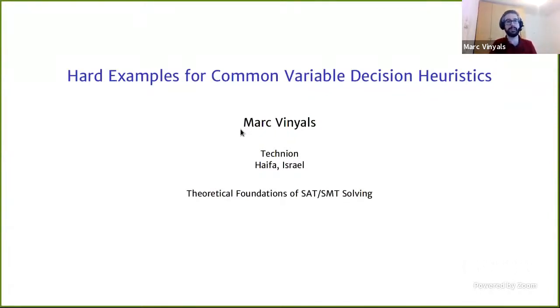Keeping with the topic of the workshop, I'm going to talk about how we can use proof complexity to talk about solvers. And this time, we're going to go really, really deep into the guts of the solvers and talk about the actual heuristics being used in the solvers.